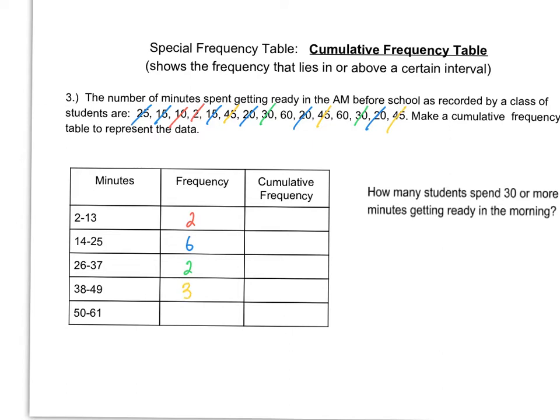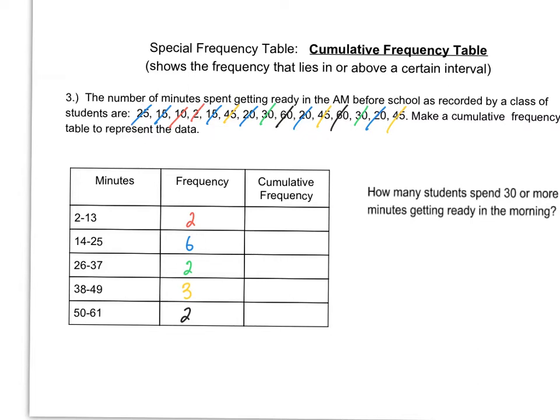And finally, 50 to 61. 1, 2. 2 would fall in that category there. Okay, so there's our frequency, same as we did on our last one. Again, make sure we didn't miss anything up top there.